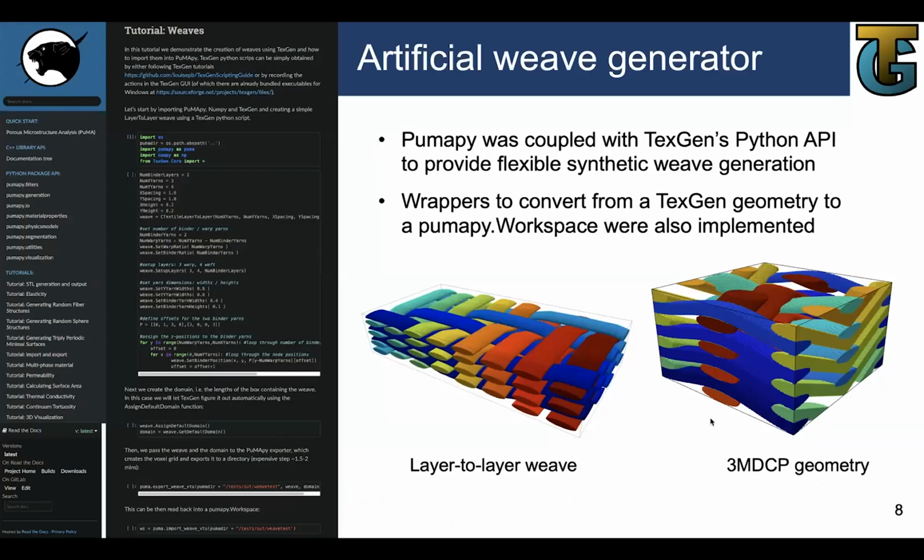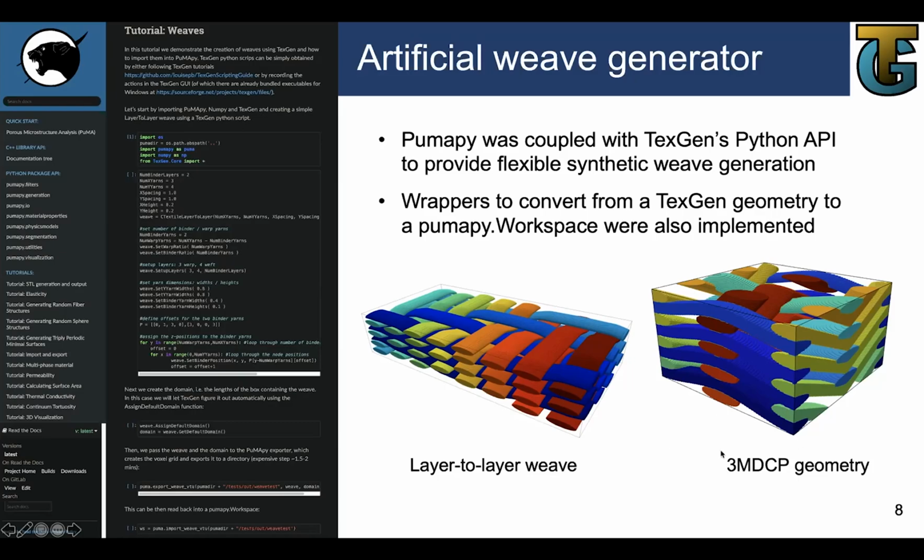So just to give you a very brief overview of some of the capabilities, on the left-hand side, there's a screenshot directly from the tutorial where we've written a couple of examples for generating a domain in TechGen, as well as then we've written some wrappers inside PuMapy, a couple of functions to export the data structures from TechGen to a voxel grid, which can then be re-imported inside PuMapy, basically making them understandable by PuMapy.